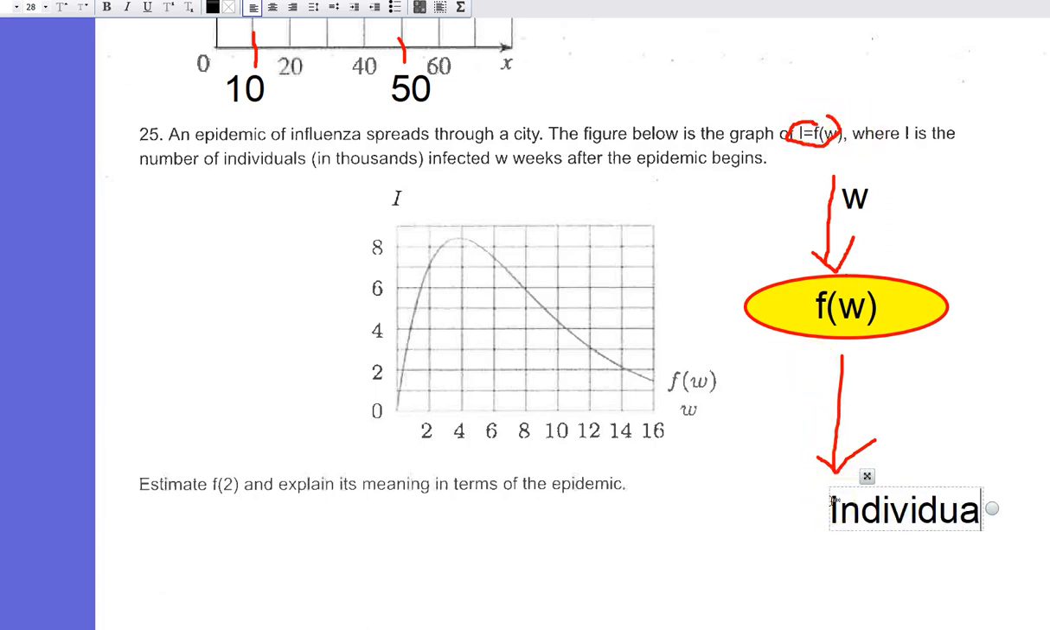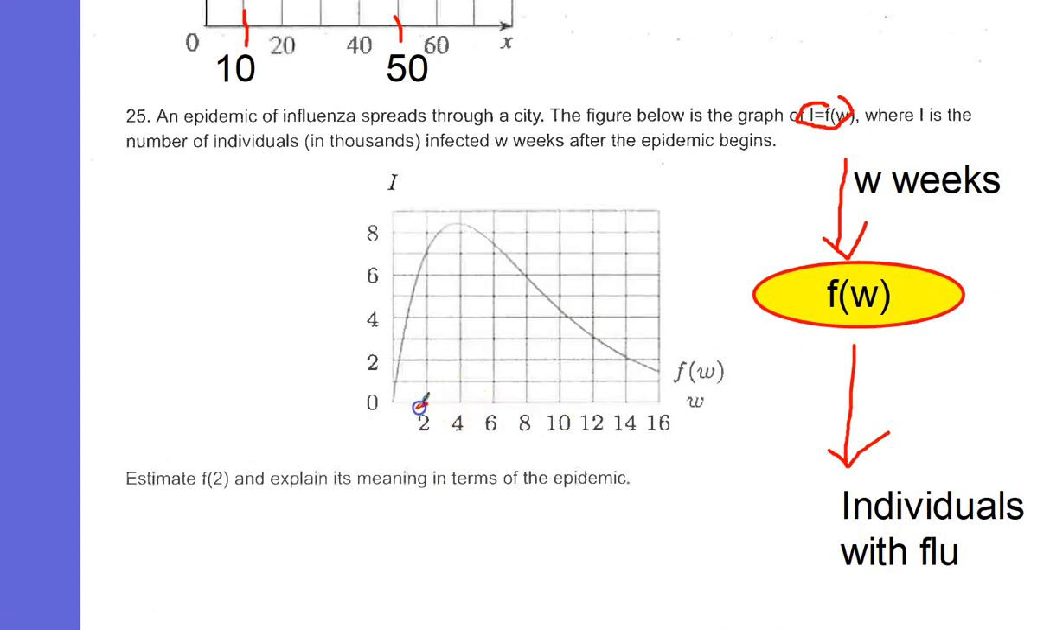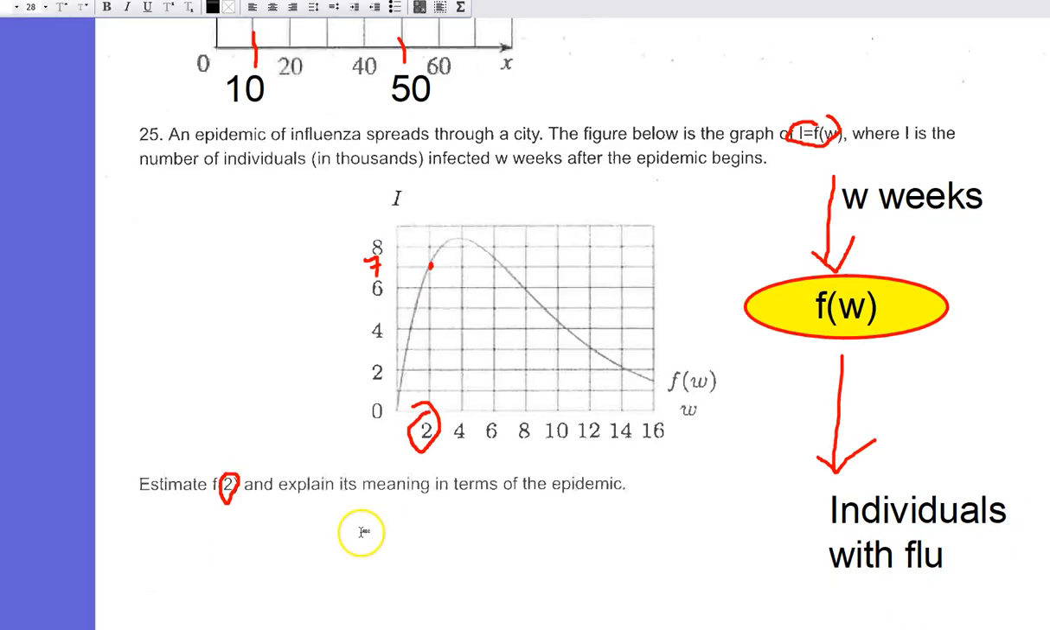I is individuals with the flu. So that's the number of people that get the flu. W is for, let's see, number of individuals in thousands infected, W weeks. So W weeks. Now I know what the variables are. So when it asks me to estimate f of 2 and explain its meaning, so here's input of 2. So I'm inputting 2, and those are the input numbers. Where the input is 2 is right here. That's at 7. So f of 2 is equal to 7, and then we're going to explain the meaning.